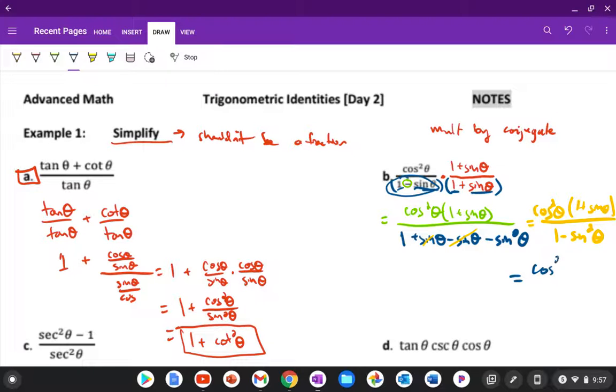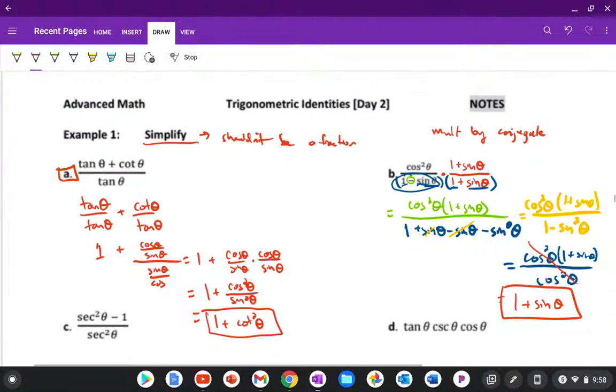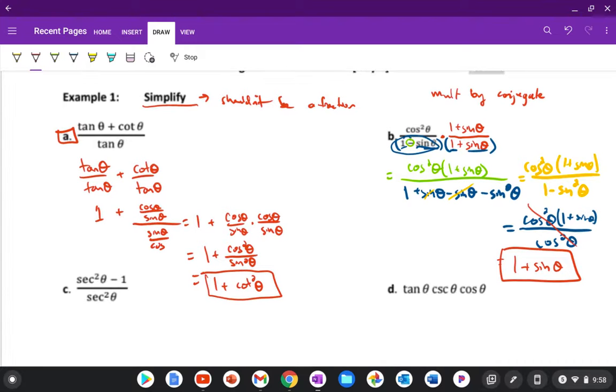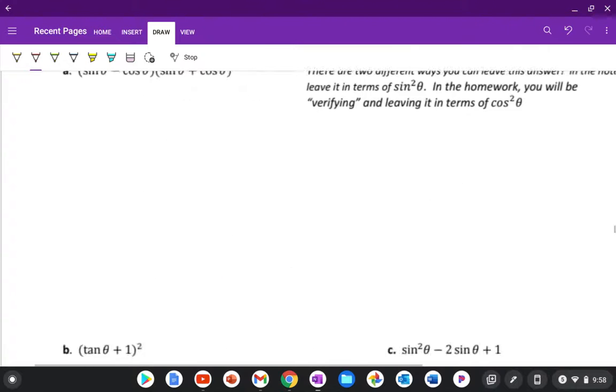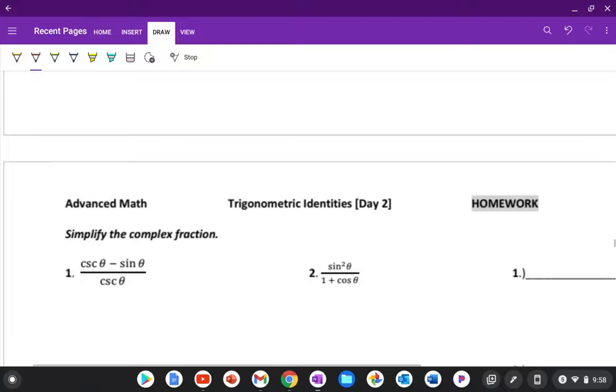So on the top, I have cosine squared theta times 1 plus sine of theta. And on the bottom, I'm going to replace that with cosine squared theta. And you can see there we get a good cancellation. Boom, boom, those cancel. And so we're left with 1 plus sine of theta. That's our answer. Again, it's not a single trig function, but it's pretty darn close. So we're good with that. And again, you'll do this on number 2 of your assignment. I believe it's this one right here.